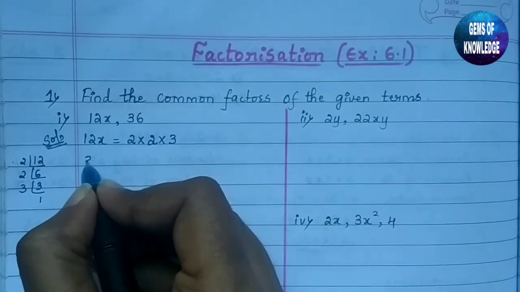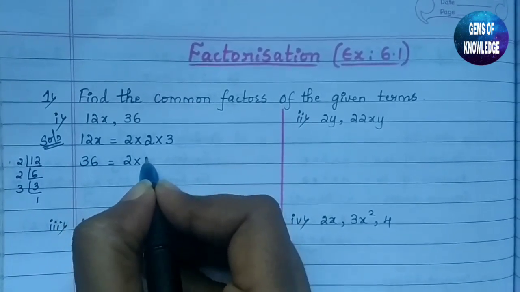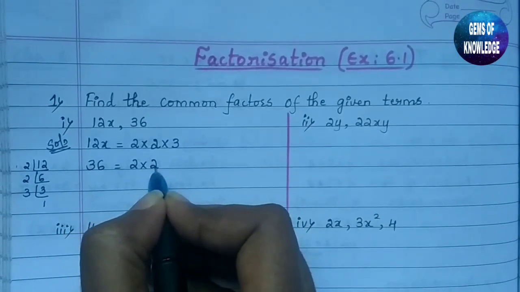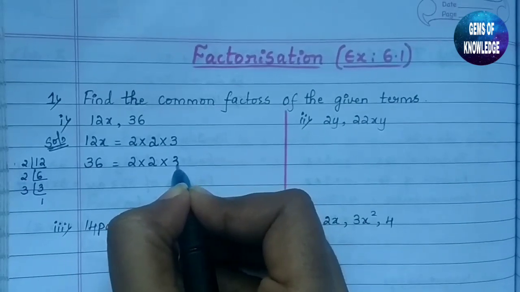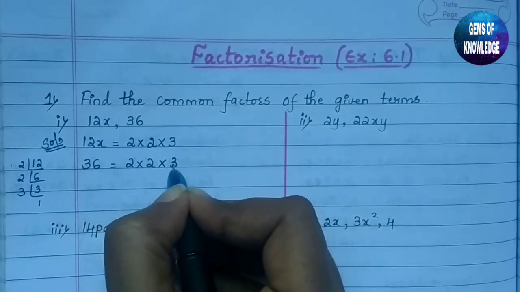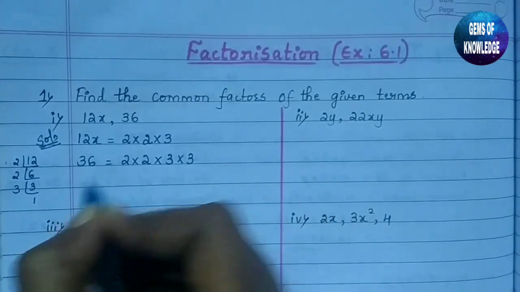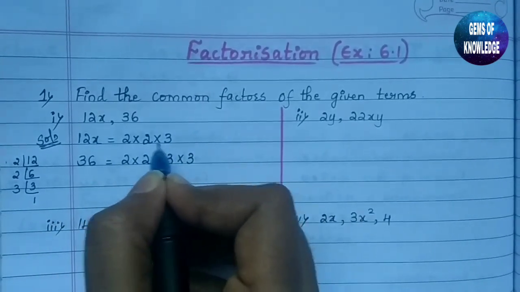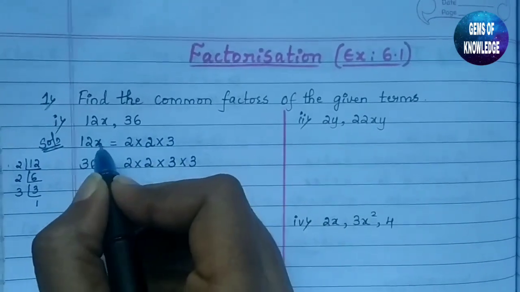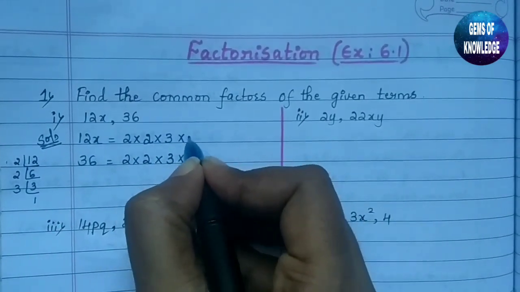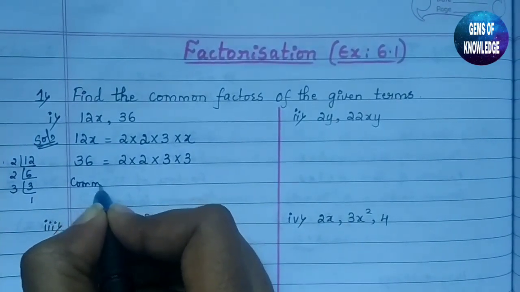Similarly, you can write the factors of 36. 36 can be written as 2 into 2, 2 2s are 4, into 3, 4 3s are 12, and 12 3s are 36. Sorry, here I have done a mistake. So 2 into 2 is 4, 4 into 3 is 12, and this x is remaining, which is multiplied by x.